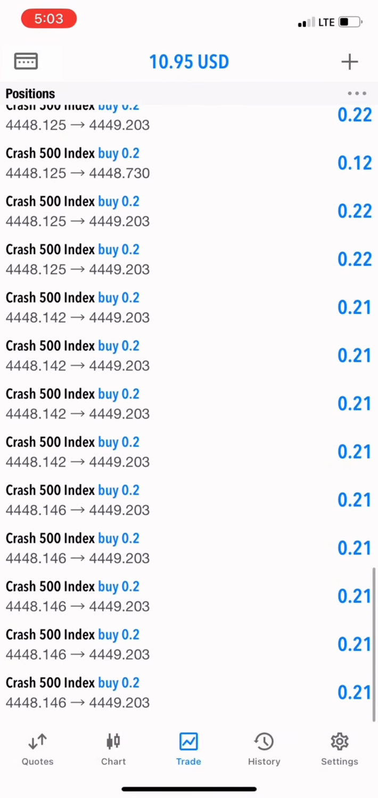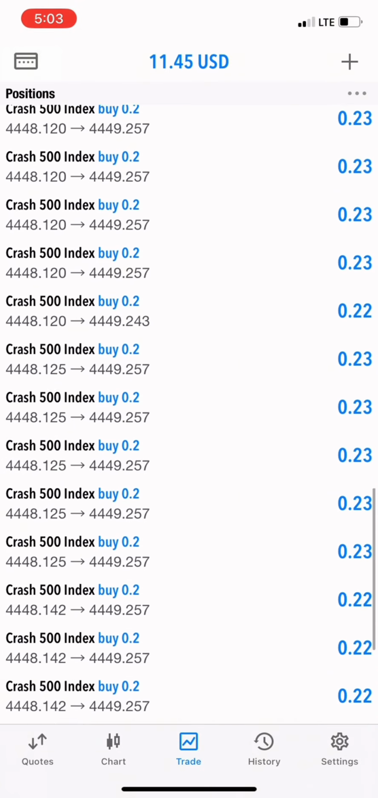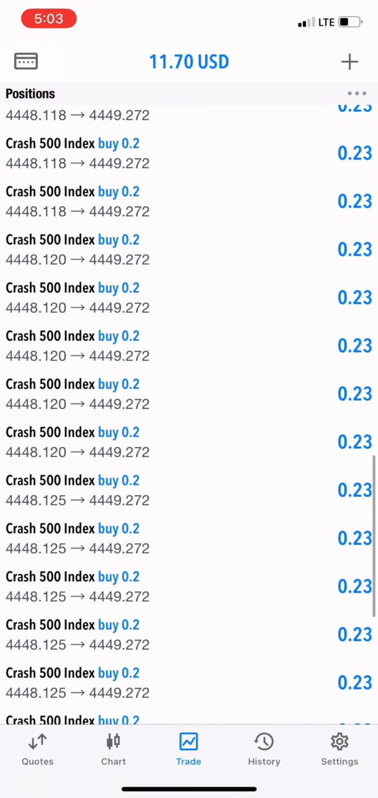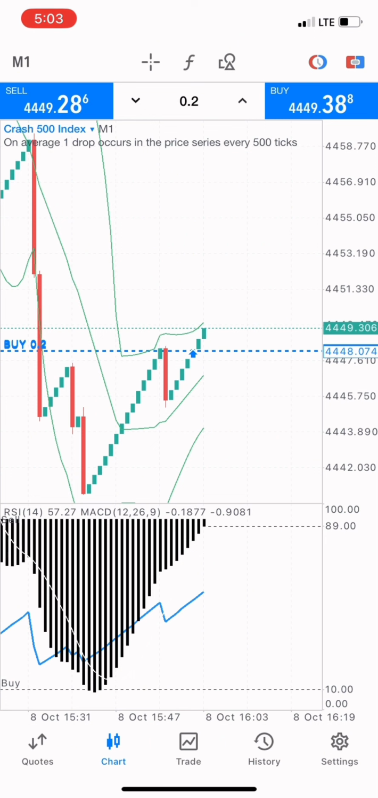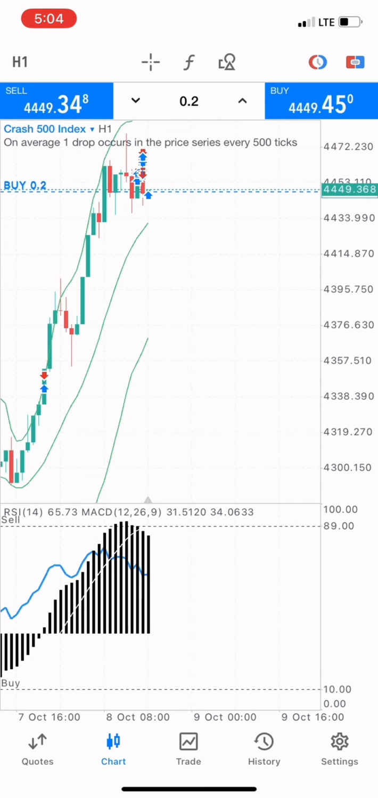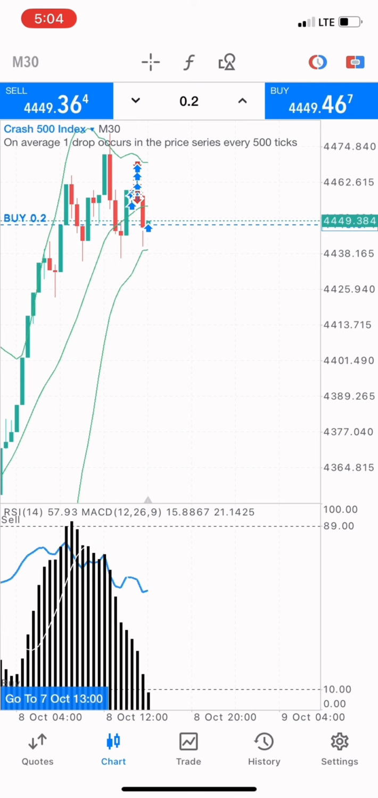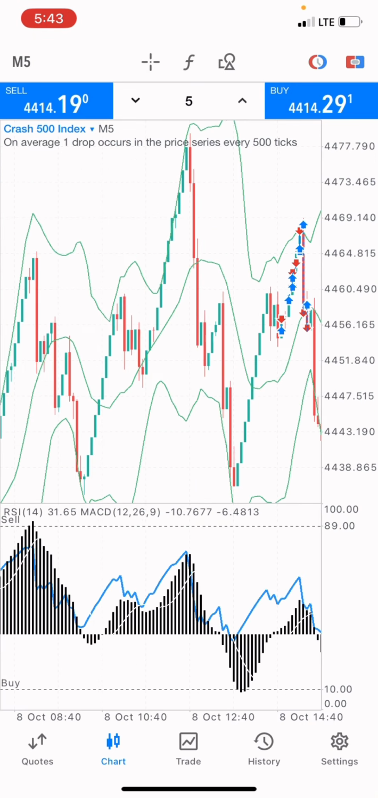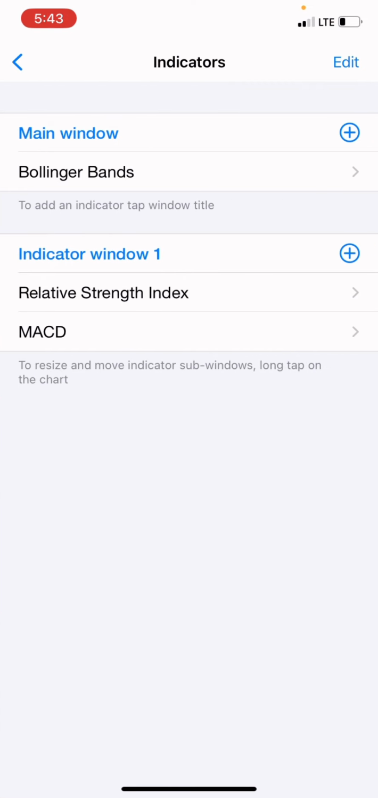So guys, I'm going to show you the settings of the indicators. I'm going to share with you the strategy on how I use these indicators to trade, and I was able to make $10 in less than 1 minute. And this actually works very well. I'm going to show you how you can avoid spikes also using the same strategy. All right, so let me share with you guys the settings for this indicator.